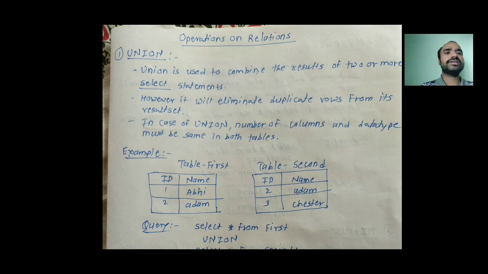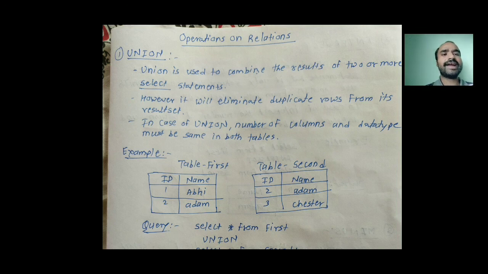First condition, the number of columns and data types of columns should be the same. And once you apply this, it will eliminate duplicate rows from a result or the database. So see here, one example is given: table first and table second.